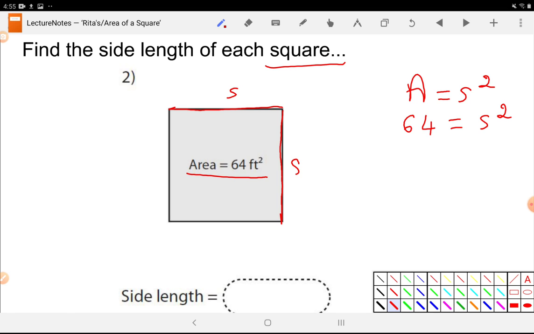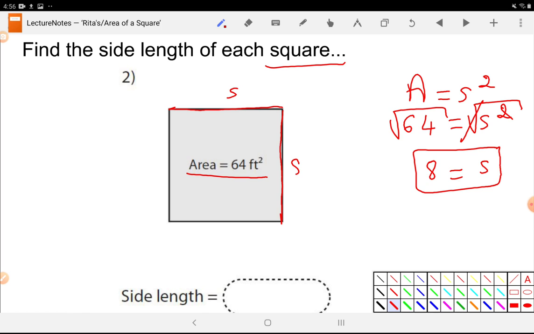Again, I want to solve for s. I'm going to take the square root of both sides. Cancel these out. That's the point of this. We're going to undo the square by taking the square root of that number. So the square root of s squared is equal to s. S is equal to the square root of 64. You should have known this on your own, but s is equal to 8 because 8 times 8 is 64. And we will write down that the side length, which is s, is equal to 8.